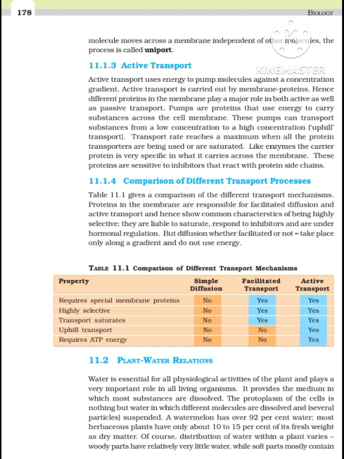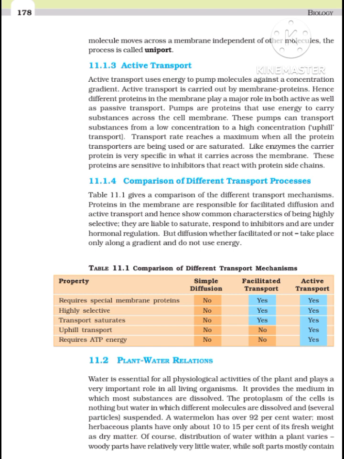11.1.3 Active transport. Active transport uses energy to transport and pump molecules against a concentration gradient. Active transport is carried out by specific membrane proteins. Hence, different proteins in the membrane play a major role in both active as well as passive transport. Pumps are proteins that use energy to carry substances across the cell membrane. These pumps can transport substances from a low concentration to a high concentration, uphill transport.